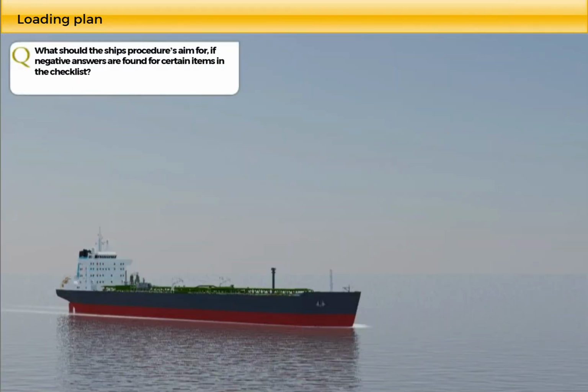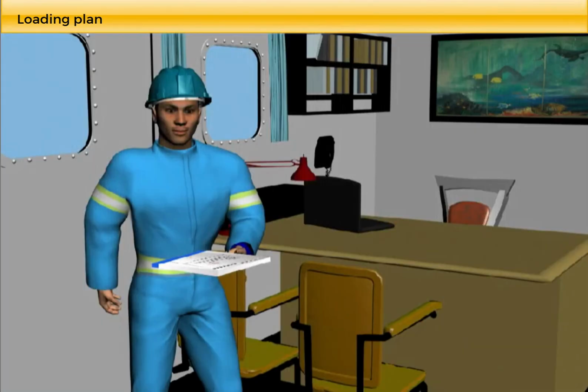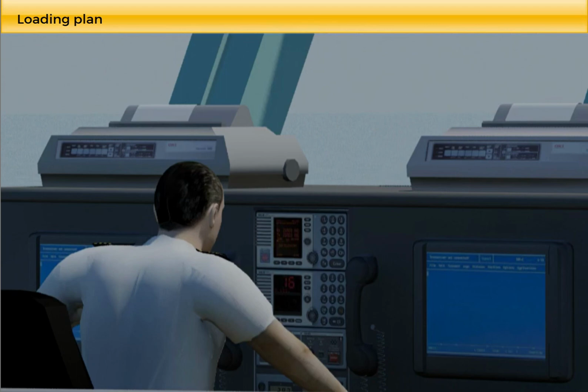What should the ship's procedure aim for if negative answers are found for certain items in the checklist? The checklist must be completed in ample time prior to arrival in order to allow for repairs of malfunctioning equipment or call for external service upon arrival. Any negative answers in the checklist must be reported to the owner or operator in order to make a common effort to ensure the vessel's safe and efficient port call without any delays.